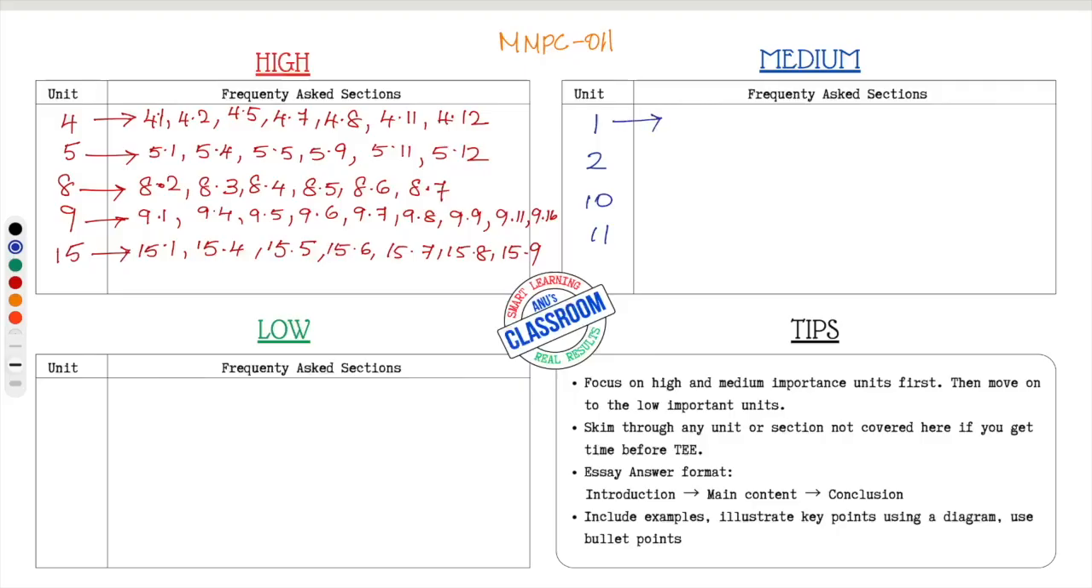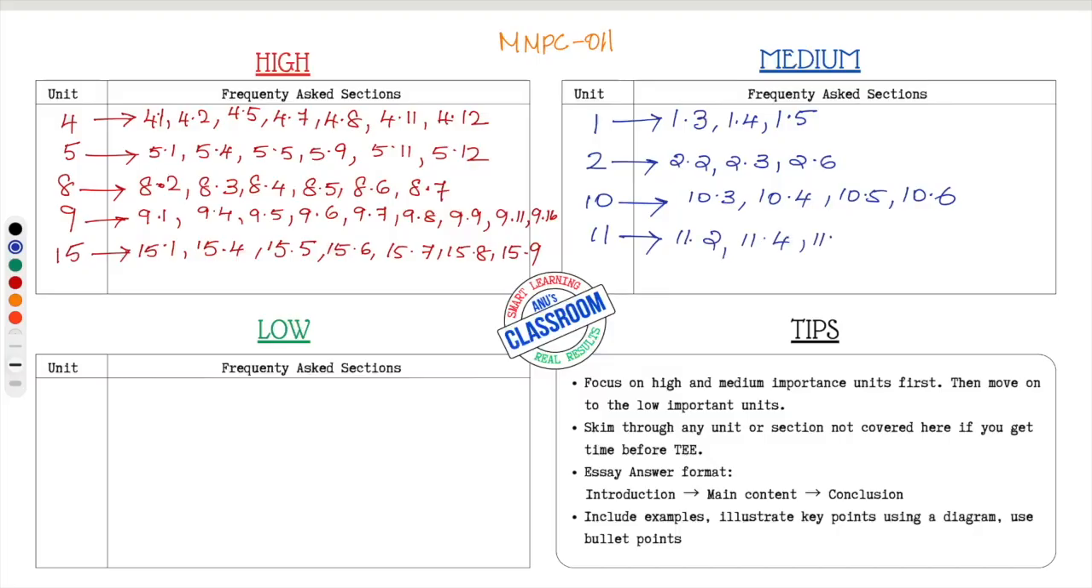Unit 1 is the overall introductory unit. It talks about the concept of organizational behavior, right? From this, Unit 1, Section 1.3, 1.4, and 1.5 are of more priority than other sections. From Unit 2, Approaches to Organizational Behavior, 2.2, 2.3, and 2.6 are more important than other sections of this unit. From Unit 10, that is Job Stress, focus on 10.3, 10.4, 10.5 and 10.6. From Unit 11, Employee Empowerment, focus on 11.2, 11.4, 11.5.